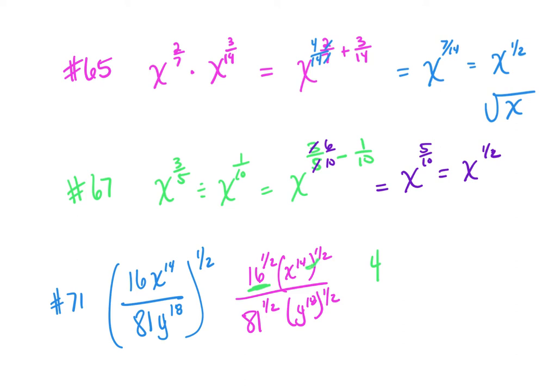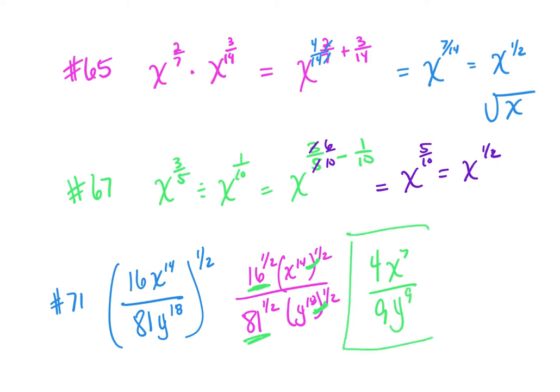When I have a power to a power, what do I do with those? You multiply them. 14 times 1/2 is 7, all right? 81 to the 1/2, that is square root. What's the square root of 81? 9. Power to a power, I'm going to multiply. 18 times 1/2 is 9, y to the 9th.